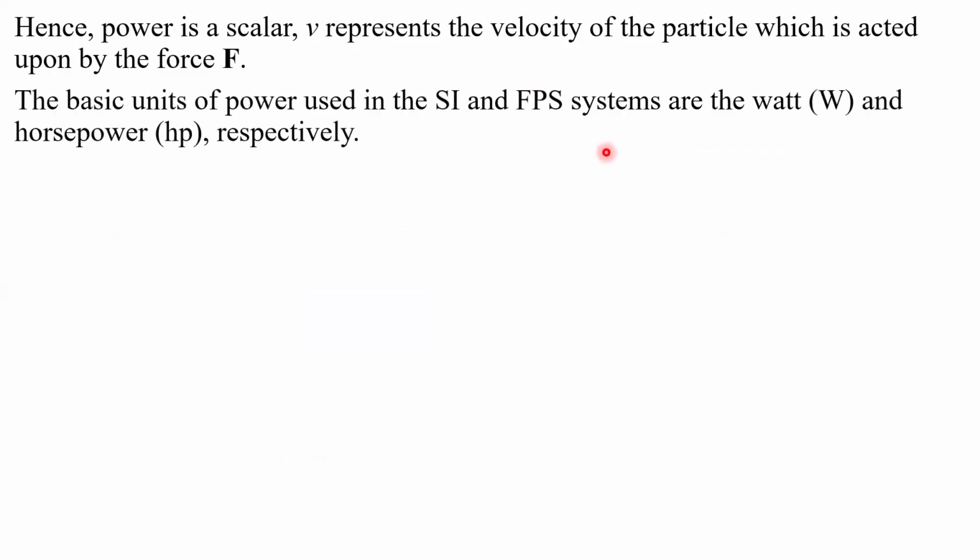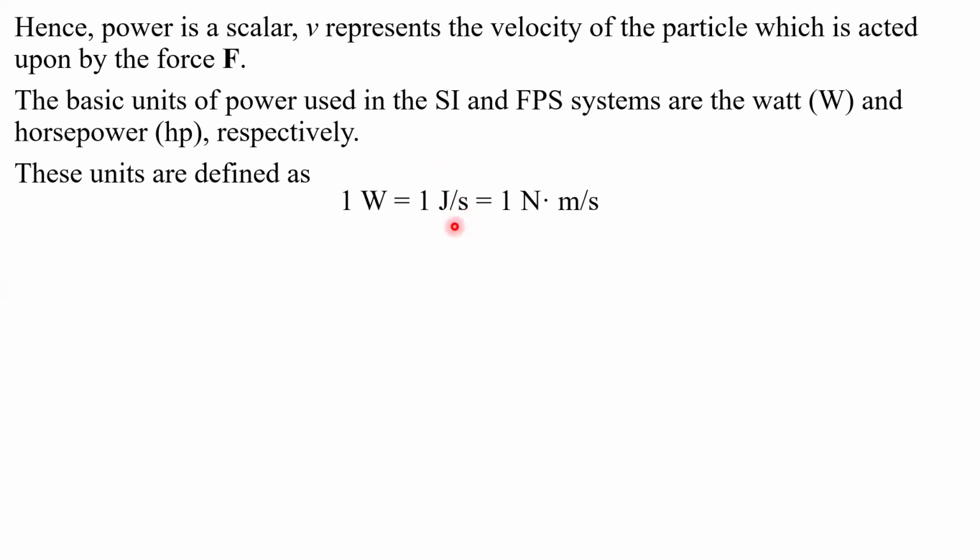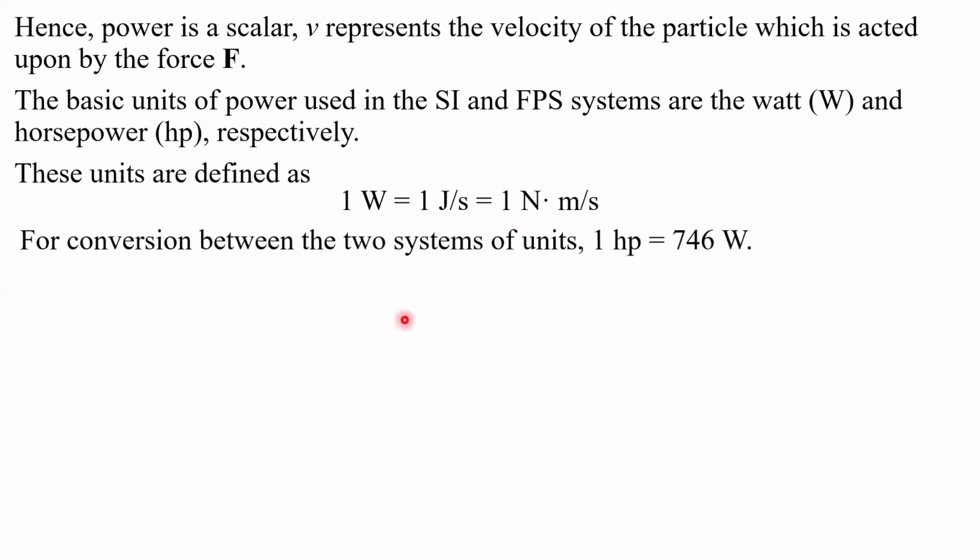The basic units of power used in SI and FPS units are the watts and horsepower, respectively. The units are defined as 1 watt is equal to 1 joule per second, which is equal to 1 Newton meter per second. For conversion between the two systems of units, 1 horsepower is equal to 746 watts.